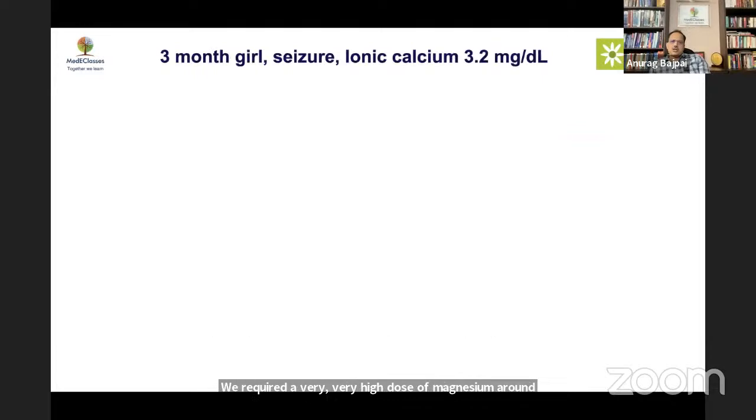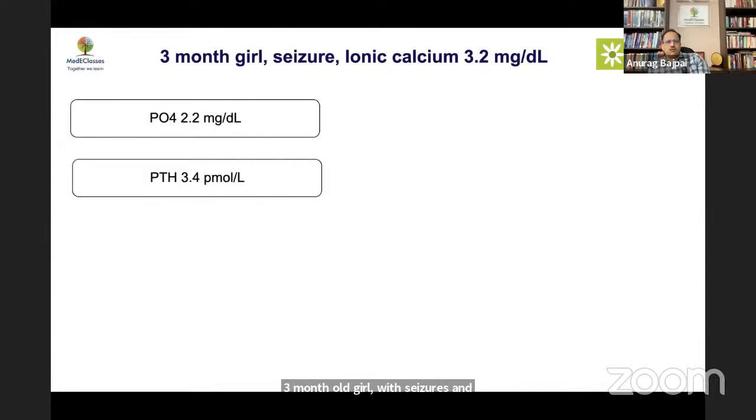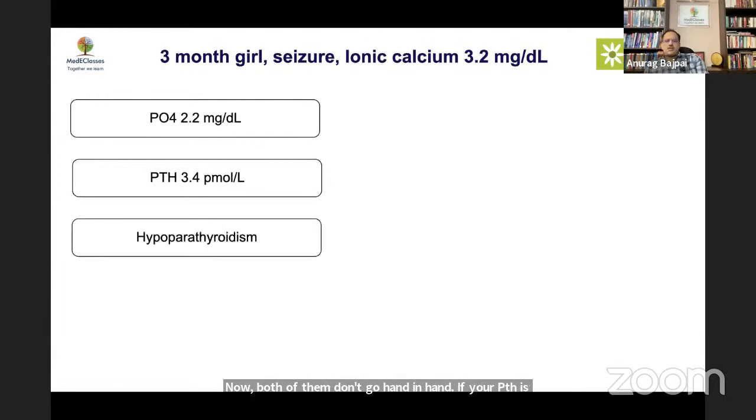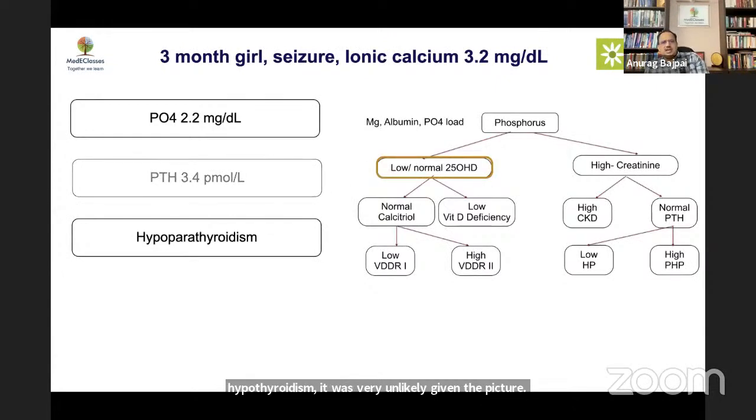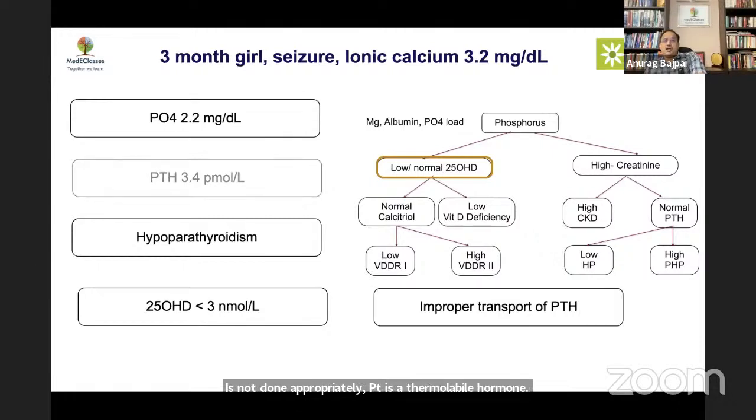A 3-month-old girl with seizures and ionic hypocalcemia, which is proven, with a low level of phosphorus and also a low level of PTH. Now, both of them don't go hand in hand. If your PTH is low, phosphorus should have been high. So what's the problem? When we thought of this as a hypoparathyroidism, it was very unlikely given the picture. So we evaluated for vitamin D level in this setting, which was found to be very low. Now, this is a classical scenario in which the PTH is not done appropriately. PTH is a thermolabile hormone. If it is not taken and transported appropriately, there would be a risk of falsely low levels, which was identified in this case.